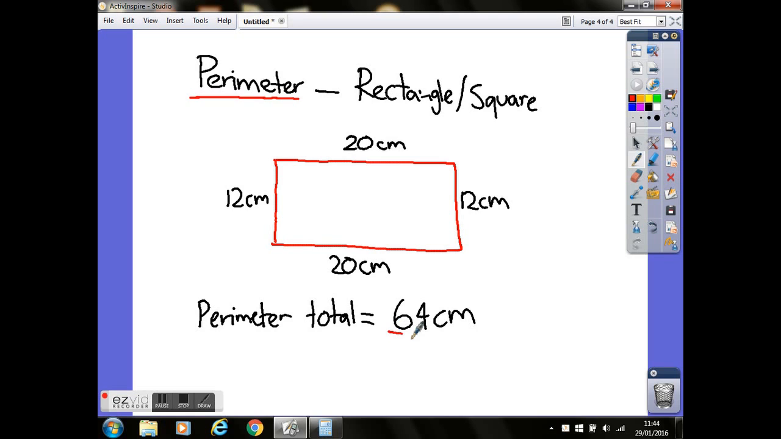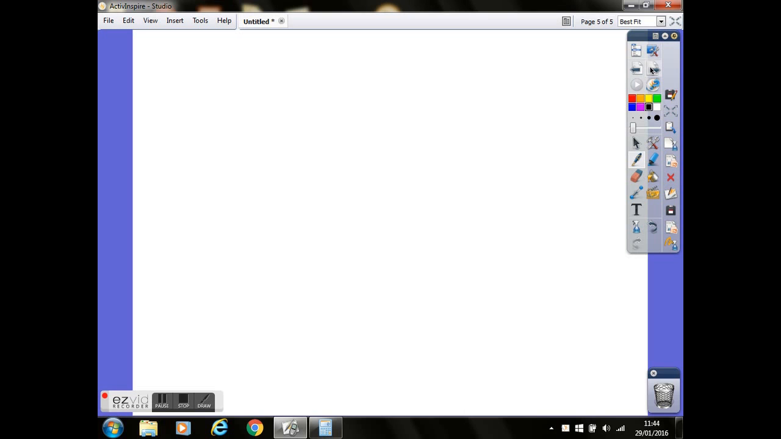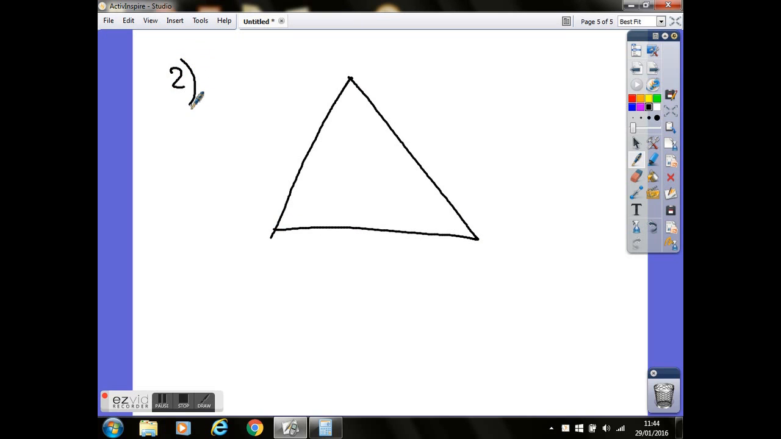So we'll move on to looking at a triangle next. This is just to prove that for all basic shapes, when you're finding perimeter, you use the same method and you simply add all the sides together, no matter what shape it is. So 10 centimeters on each side and 15 centimeters across the bottom.